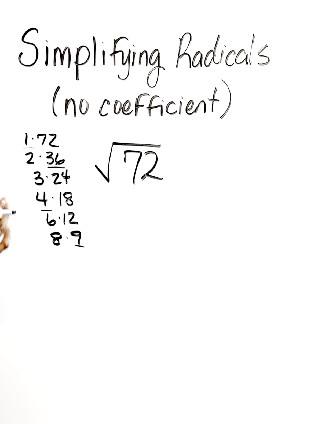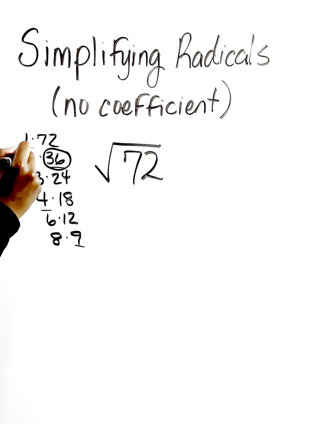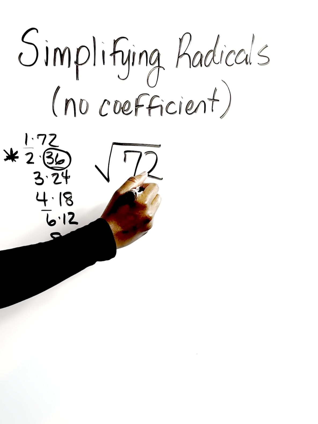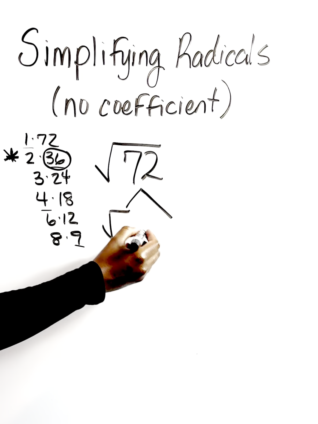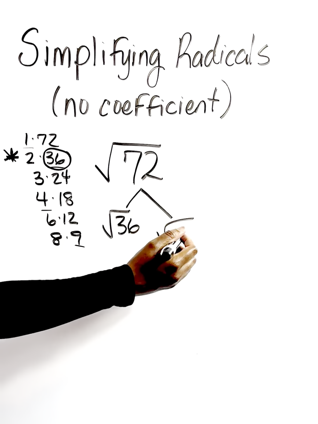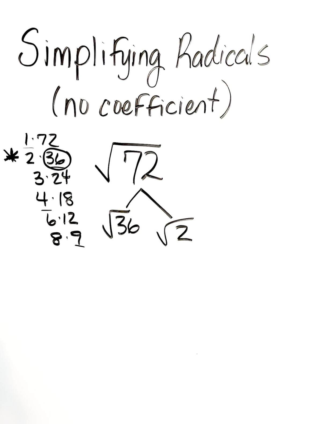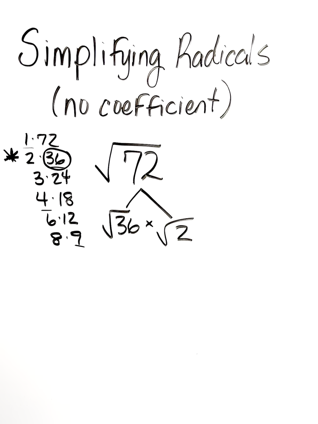So our largest perfect square root is going to be 36. So this is the factor pair that we're going to use. Remember, when we break it down in terms of factoring, the perfect square always goes first. So we're going to say 36 and the square root of 2. Of course, we're going to rewrite that as multiplication, and then we're going to simplify.